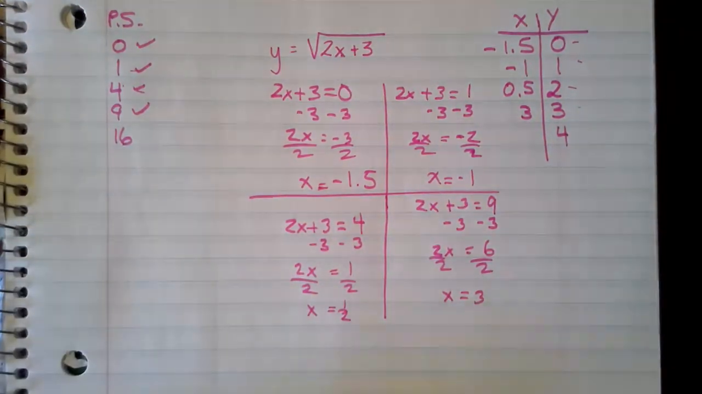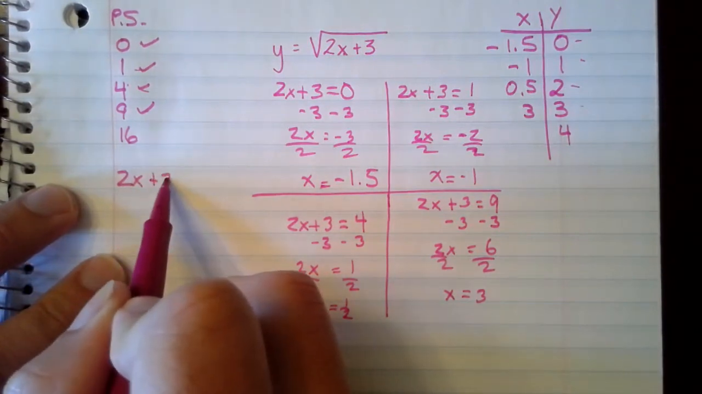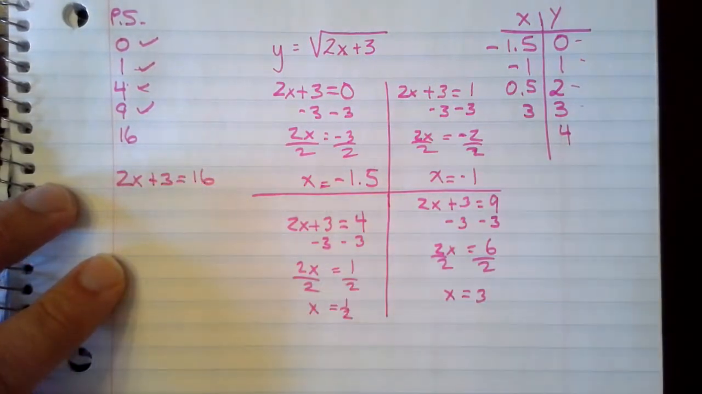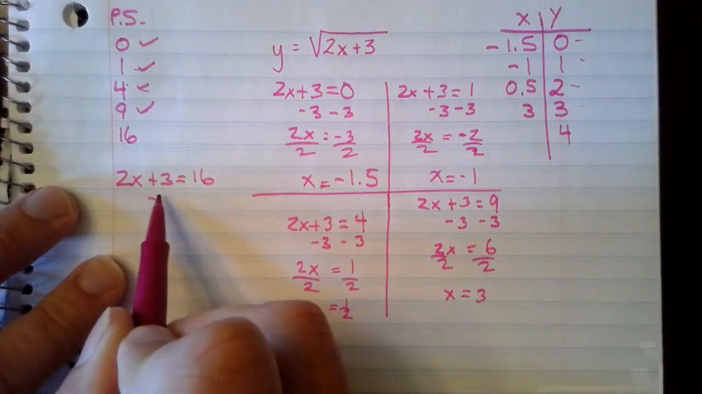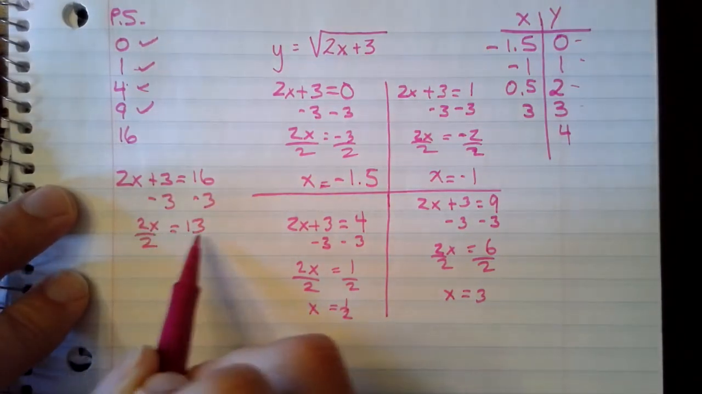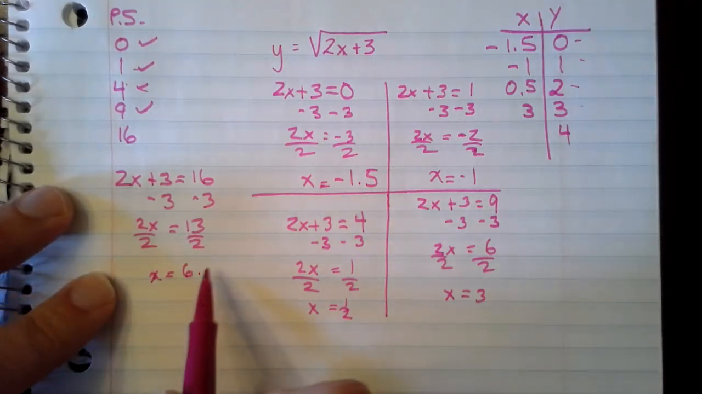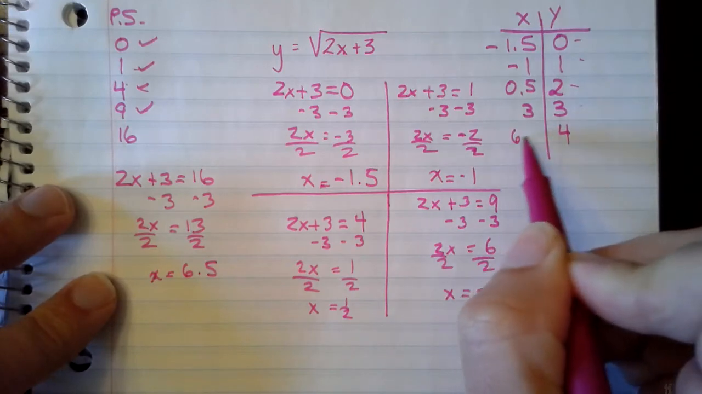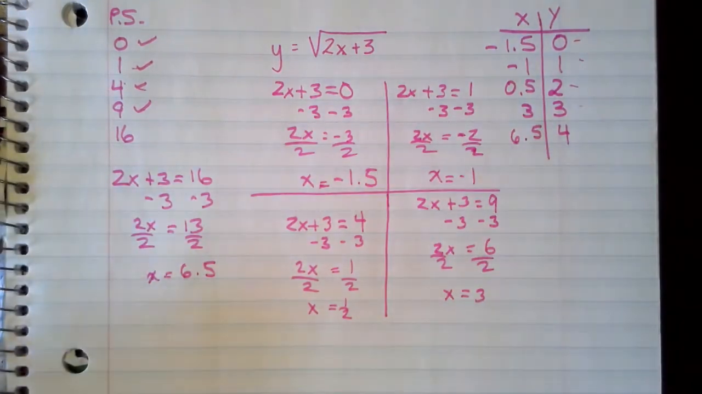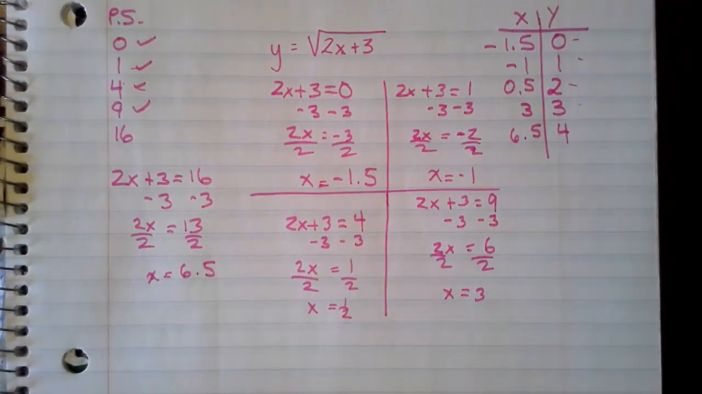The next one I'm going to do is 16. When I make 2x plus 3 equal to 16 and solve it for x, x equals 13 halves, or what's that, 6.5. This will be 6.5. So now what I would do is go and plot these points, and it would make a square root function.